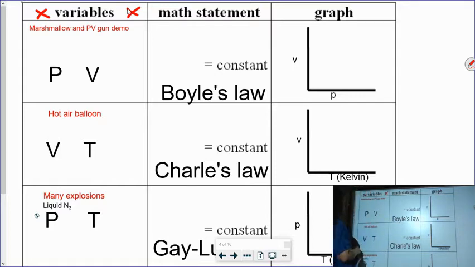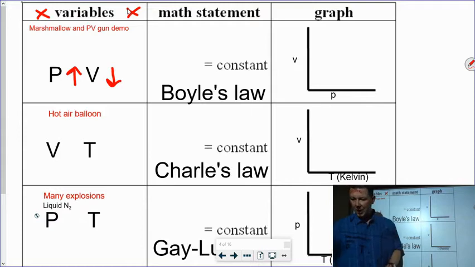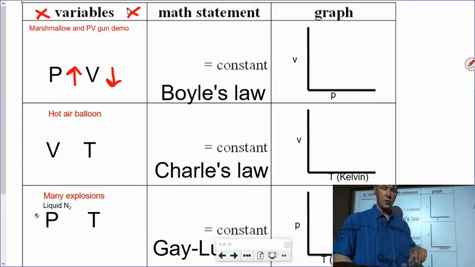So if we look at this first relationship, pressure and volume, they are opposites of each other. If you increase the external pressure on a trapped gas, the volume of that gas will go down. So let me give you an example of this one. And if you're in class, you would see more of them.